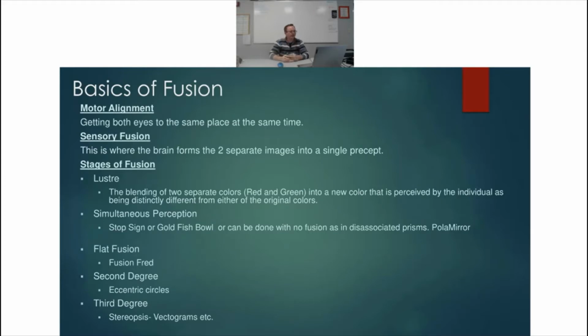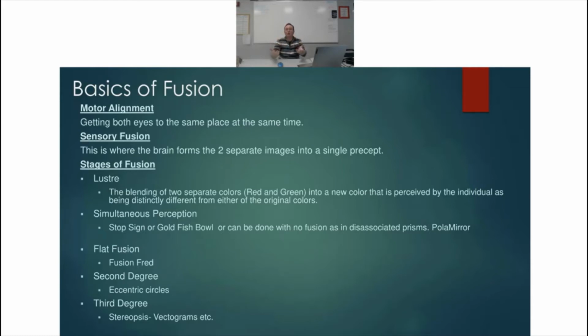That's the first stage. Then you have simultaneous perception. Those of you that are therapists that are new to this, your doctors will be able to show you it, or other therapists will be able to. But I remember the stop sign where you have the word stop and then you have the sign over here. And by crossing your eyes, you can begin to make those overlap, or diverging your eyes, you can make those overlap. And that's called simultaneous perception. You can also use it with disassociated prism so that they can see both things at the same time, but they're not able to fuse those together into a new percept.